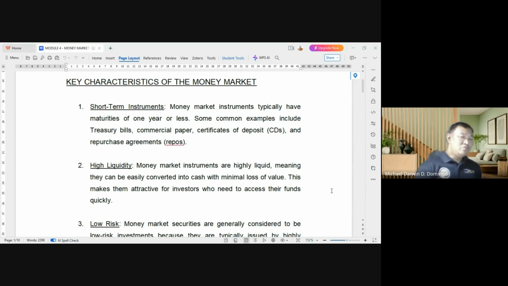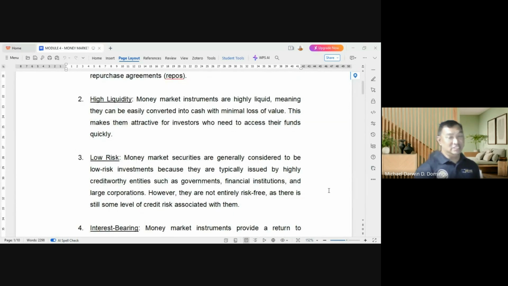Okay? Number 3, they offer low risk. So money market securities are generally considered to be low-risk investments because they are typically issued by highly credit-worthy entities. Tulad ng government. Si government, nag-i-issue ng mga treasury bills. Financial institution, yung mga short-term credits, halimbawa, short-term debts. O kaya naman, yung certificate of deposit, yung CD. And of course, yung mga malalaking corporation. However, they are not entirely risk-free. Hindi naman sinabing risk-free. Ang sabi lang ay low risk.